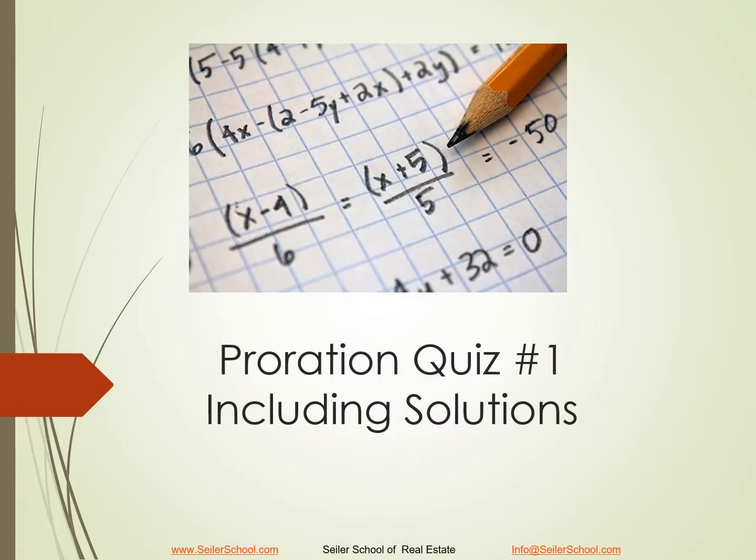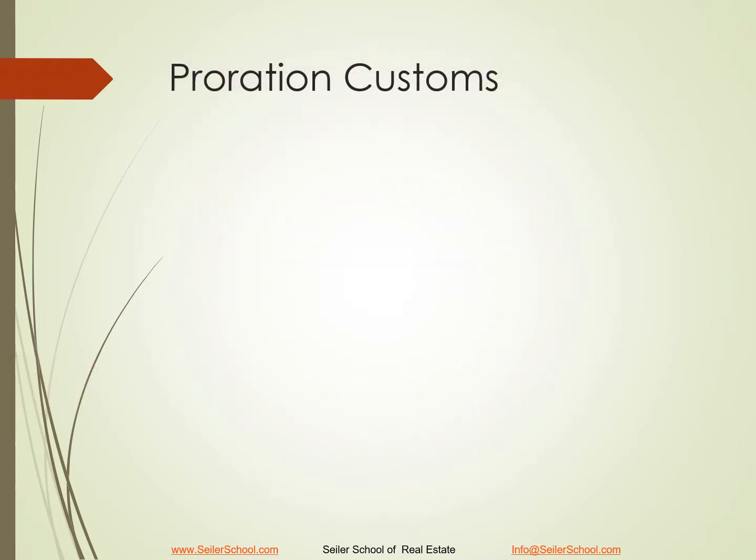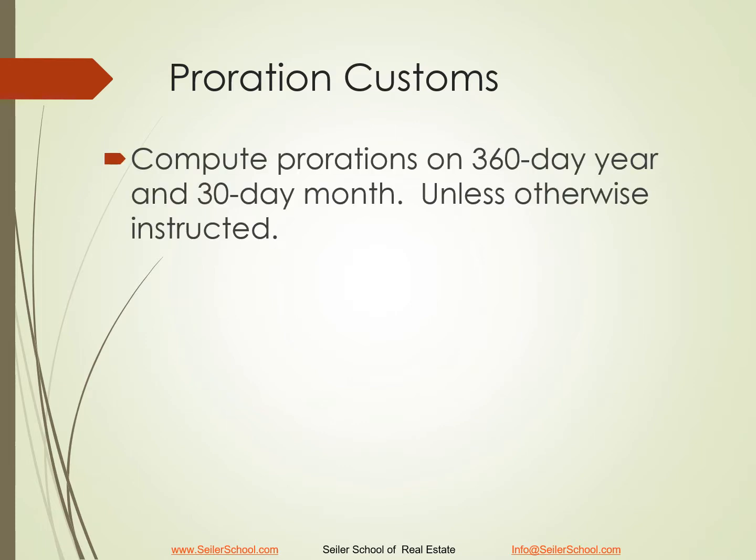Proration quiz number 1, including the solutions. Proration customs. When we do prorations, we do our computations based on a 360-day year and a 30-day month, unless you're directed otherwise in the problem.